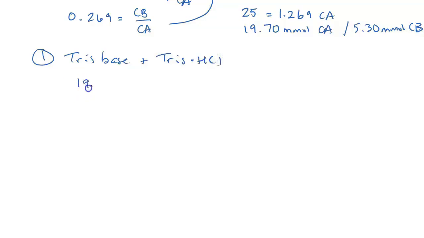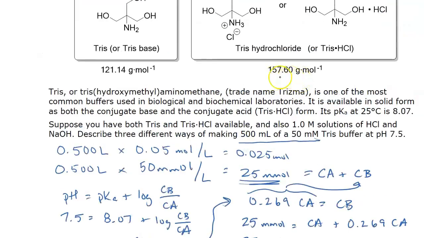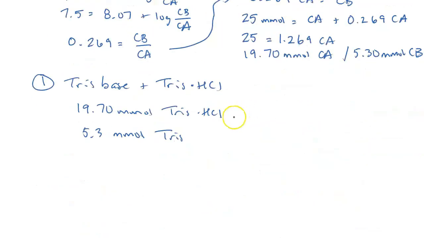So we need 19.70 millimoles of the tris HCl, and we need 5.3 millimoles of the tris base. Now above, we have the molecular weights of those. So let me page back up, 157.6 and 121.14. So this one is 157.6, and this one is 121.14.